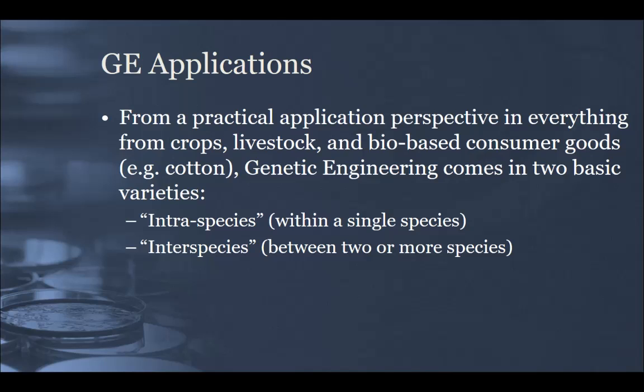There are two basic varieties that we start looking at. One is what we call intraspecies. And this is within the same species. So taking like one human gene and putting it into a different human, but still within humans. And then we have interspecies, where there are two or even more species, where we insert the gene from, let's say, a jellyfish into a mouse, as they mentioned in the video. This would be called interspecies because we're transferring DNA from one organism into another organism.